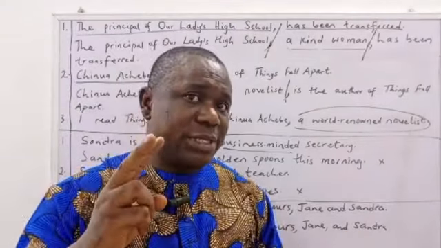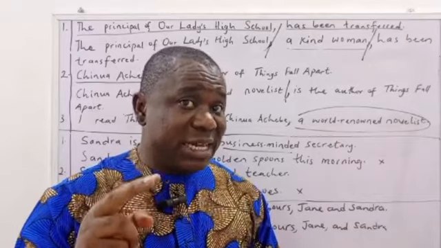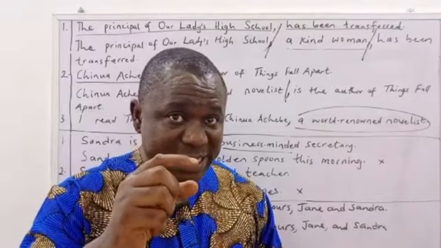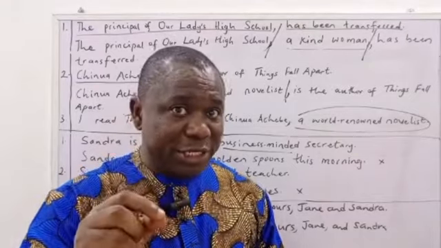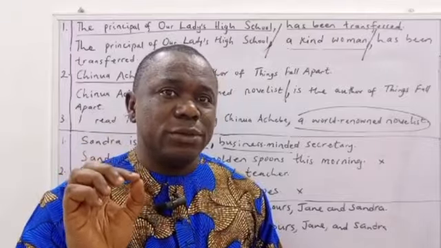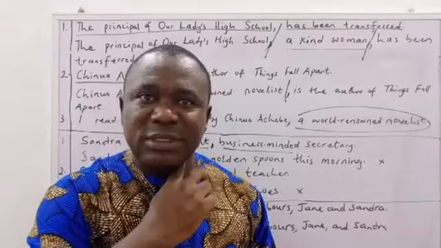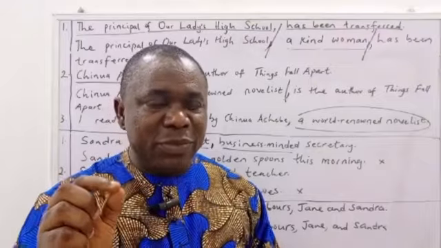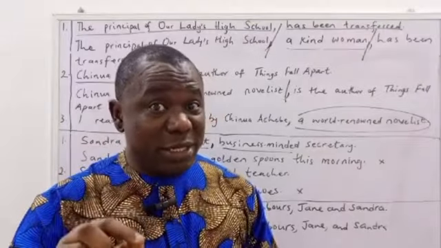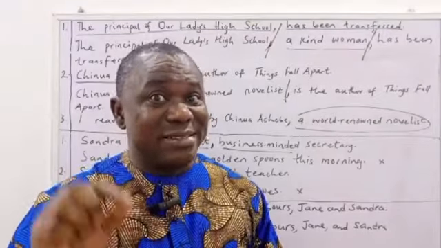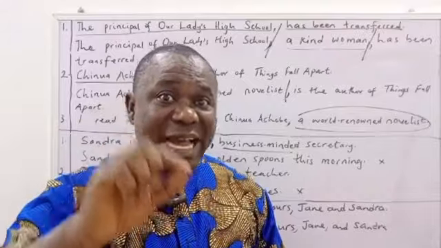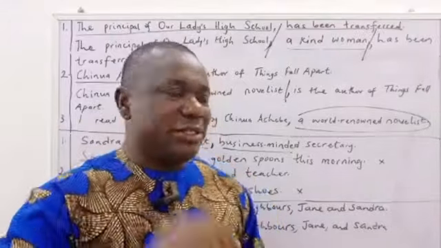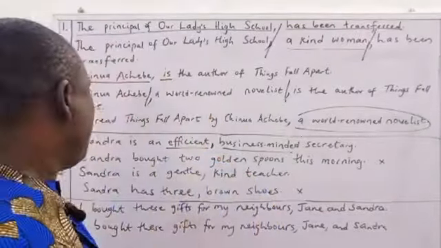There are 2 rules that you can use to determine if these adjectives are coordinate. The first rule is to ask yourself, can I use the word and between them? If you can use and between them and the sentence still makes sense, then the adjectives are coordinate. Now let's try it.